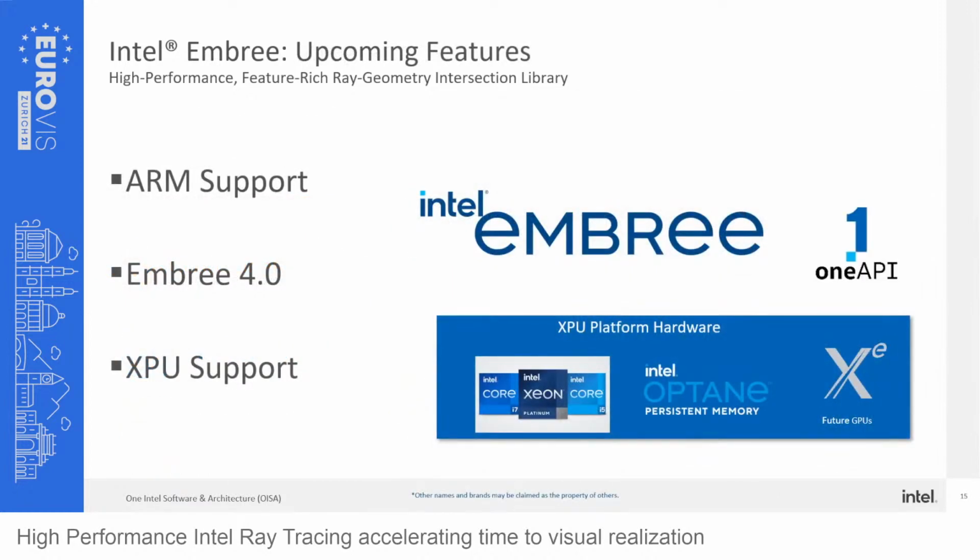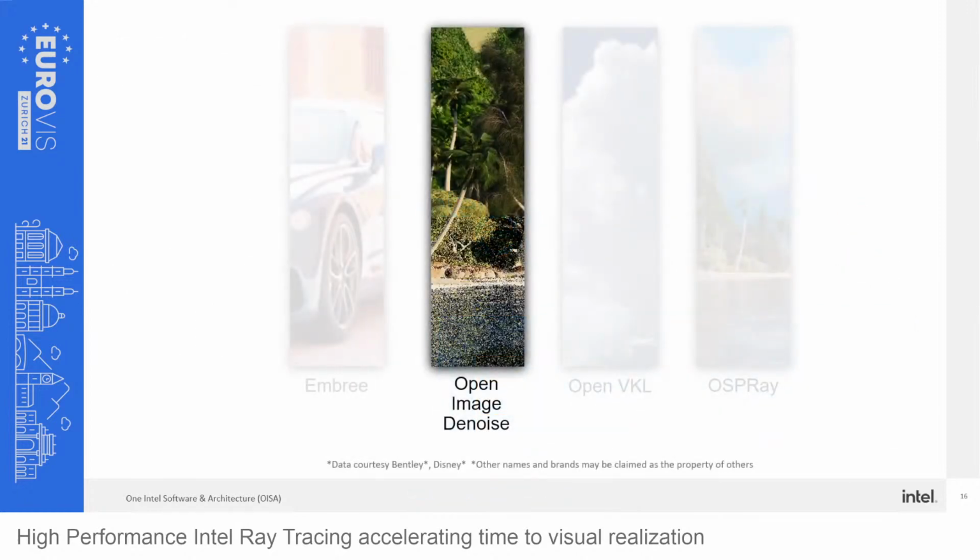And as we move forward into the future, know that we are looking to add direct ARM support, and with Embree 4.0, really a major initiative across the whole oneAPI rendering toolkit is going to be our XPU support, leveraging all the compute available from today's Xeons through our future Xe GPUs, while also leveraging Intel's Optane persistent memory. The pitch line here is, as Intel hardware is going to grow into the future, so will Embree. So let's talk about the next library we want to showcase today, OpenImage Denoise.